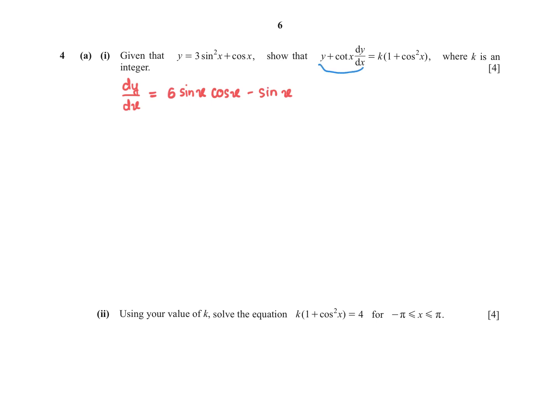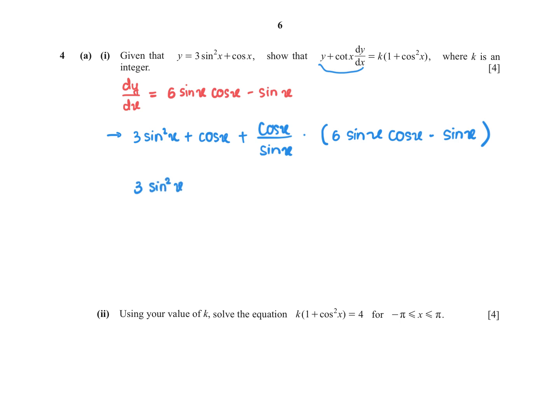put into this equation: y plus cot x times dy/dx. The y itself is 3 sine squared x plus cos x, plus cot x, where cot is cos x over sine x, and then times dy/dx. I put in brackets 6 times sine x times cos x minus sine x. Expand and simplify.